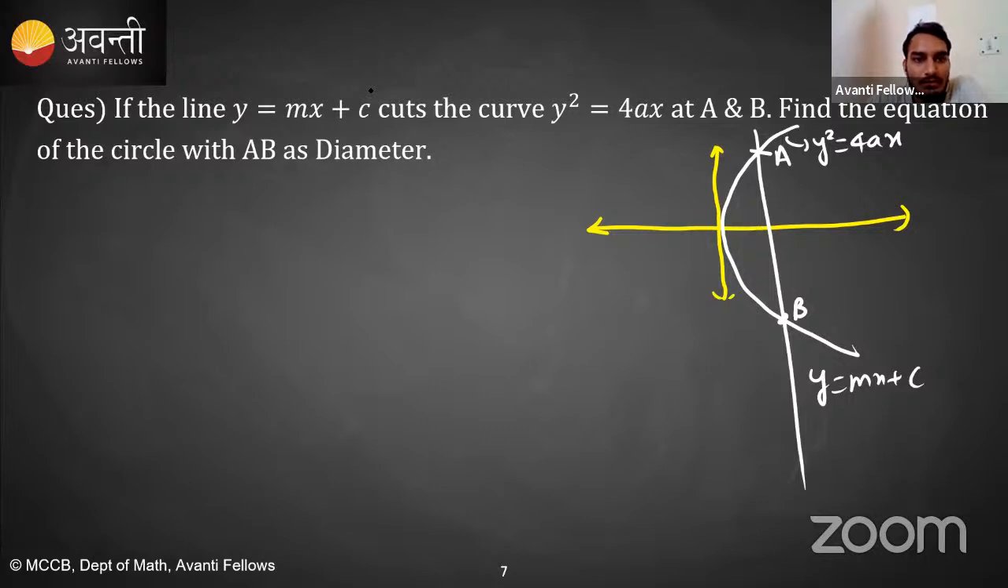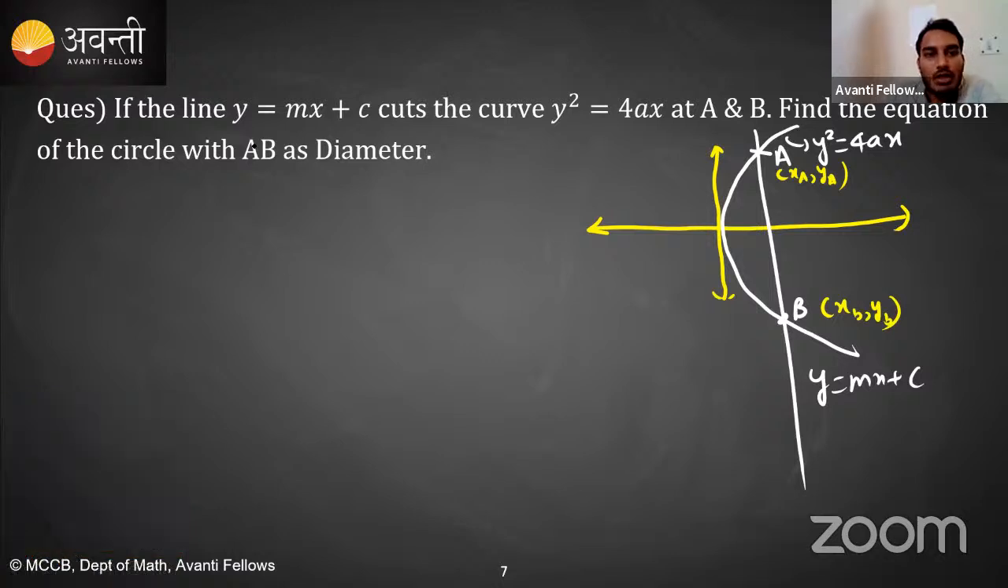Two curves are given. They will intersect at two points A and B, let's say. So the equation of the circle with AB as diameter, that is the question. Okay, should I tell you the answer? Students, everybody please focus here. Let's say this point A is xa, ya, and point B is xb, yb.